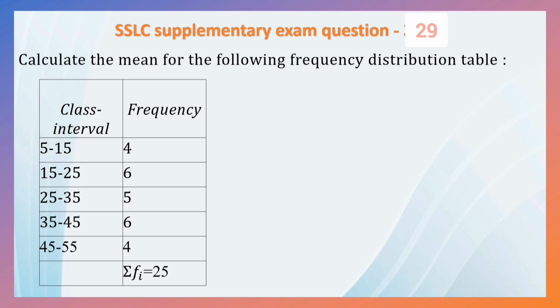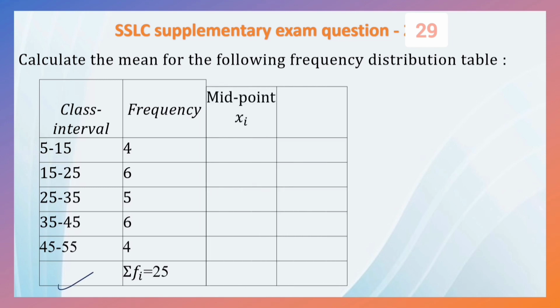Calculate the mean for the following frequency distribution table. We have been given a table. Add 2 more columns to this table, one for the midpoint, another for Fi Xi, that is frequency into midpoint. As mean is equal to sigma Fi Xi upon sigma Fi.